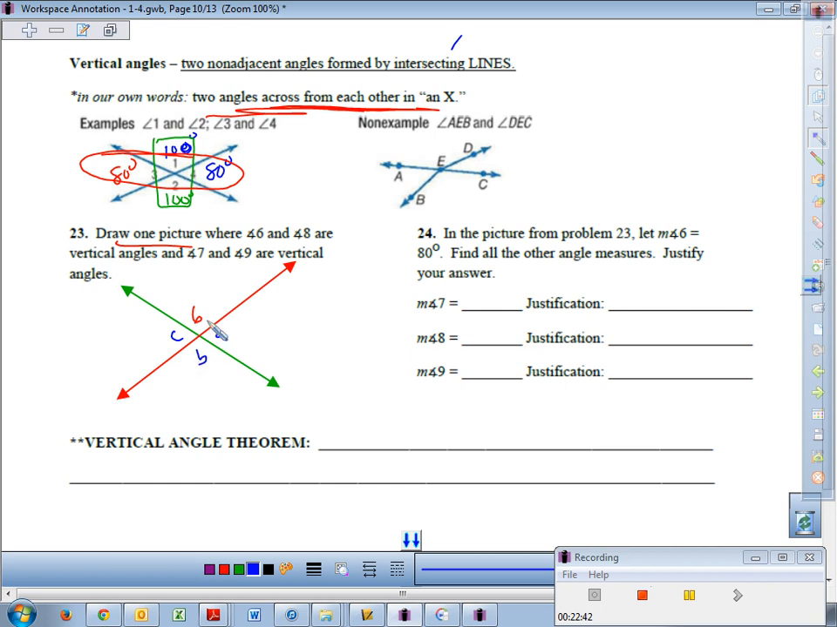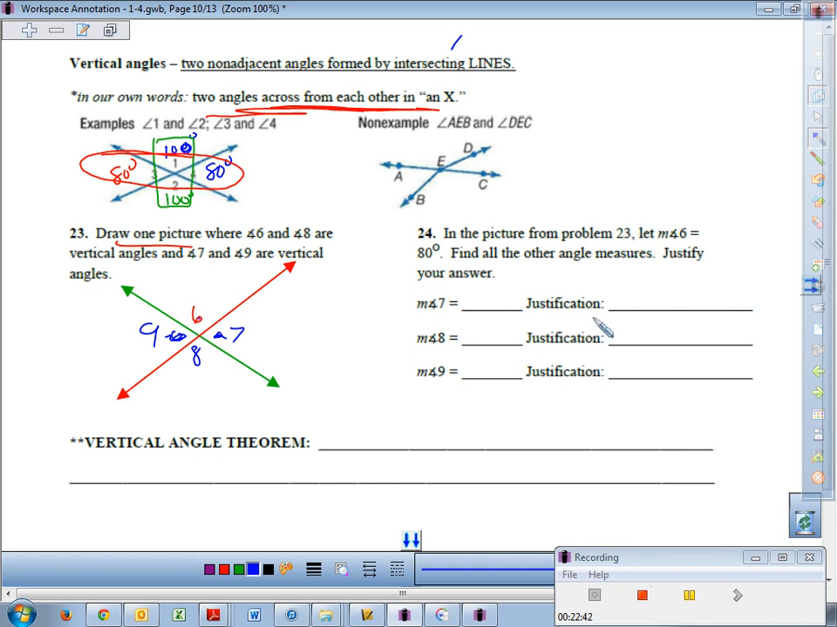Would you believe angle 6 and angle this are not a linear pair? Cool? So that's angle 8 right there. Then put a 7 and a 9 in the picture to where they're also vertical angles. 7 here, 9 here. Is that pretty cool? What do you think?